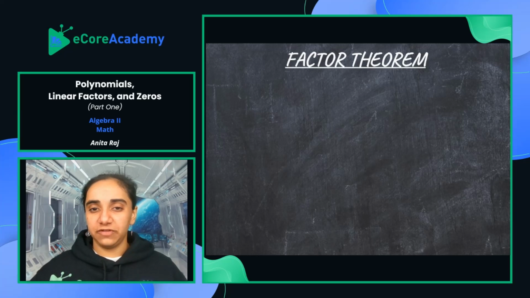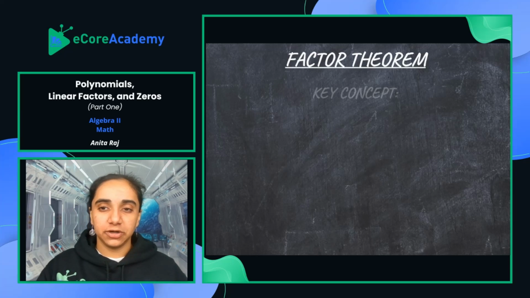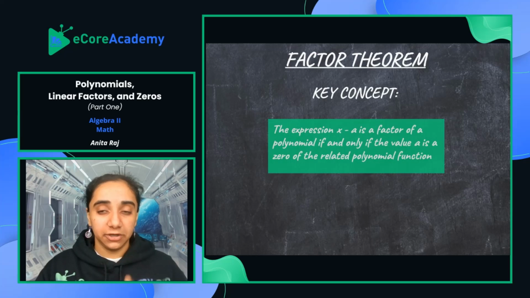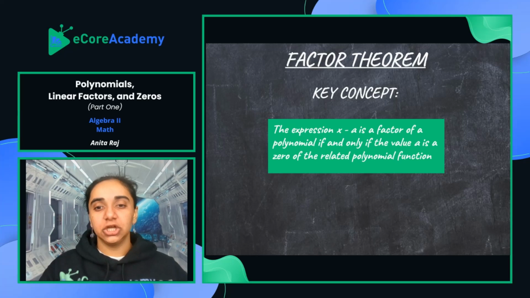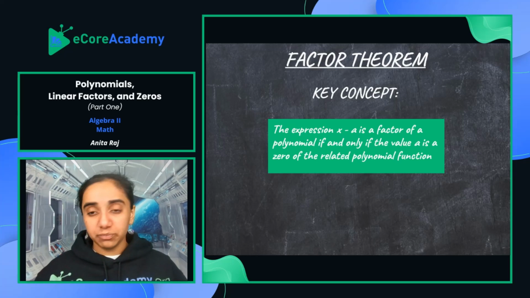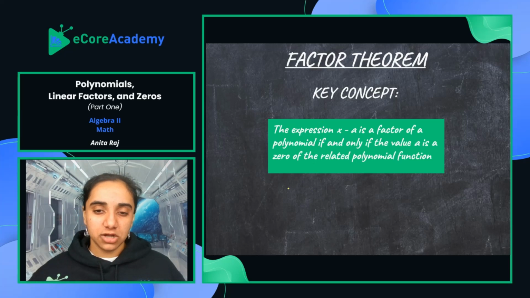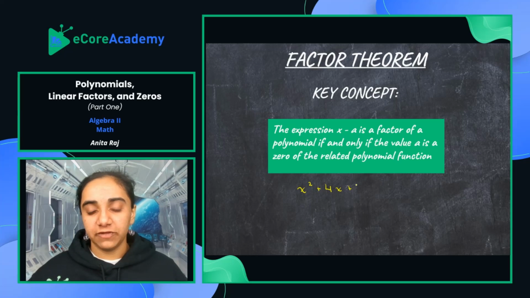So we're going to look at something called the factor theorem. This one's pretty straightforward. I'll give you a quick example. Here's the key concept I want you to take away from the factor theorem. The expression x minus a is a factor of a polynomial if and only if the value a is a zero of the related polynomial function. Okay, so let's do a basic example of this using a familiar quadratic. Let's say we have the quadratic x squared plus 4x plus 4. If we factor this, we can see that it is a perfect square trinomial, so we have x plus 2 times x plus 2.